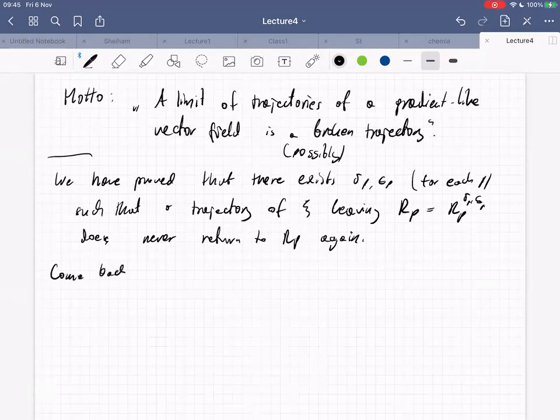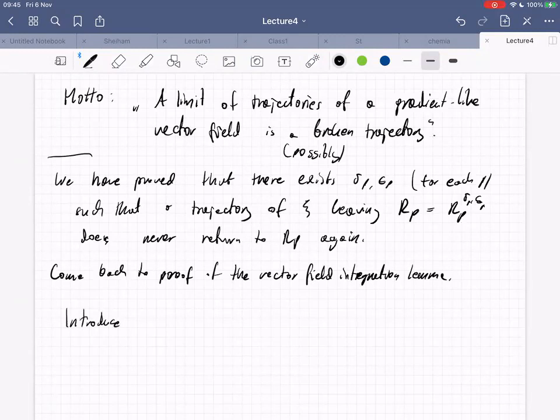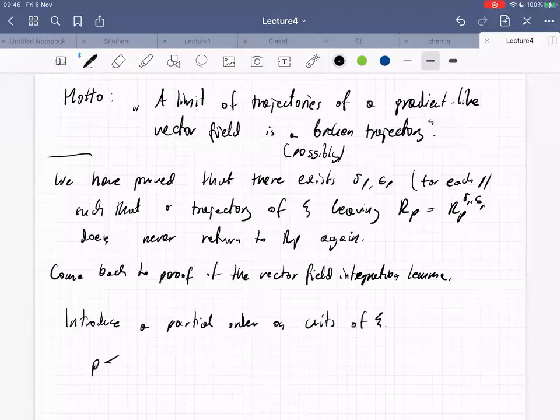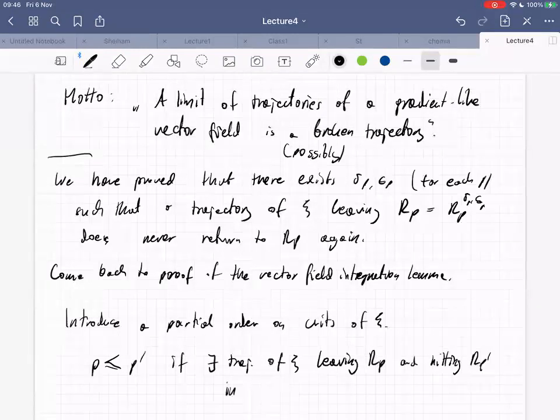So come back to the proof of the vector field integration lemma. Introduce a partial order on the critical points. We say P is smaller or equal to P prime if there exists a trajectory of Xi leaving R_P and hitting R_P prime. Let me make this precise in the future.